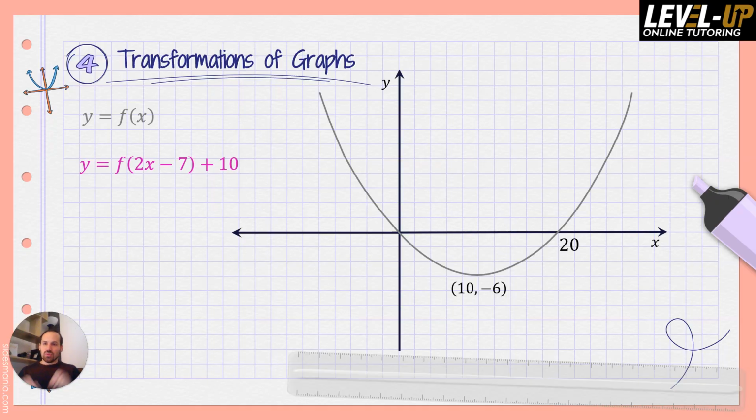So, okay, one last example. Say you've got something like this, and we've got the key points: we see where it's intersecting the x and y axis, and we've got a turning point as well at the bottom. How would this transform? What we do is break these transformations down into pieces.